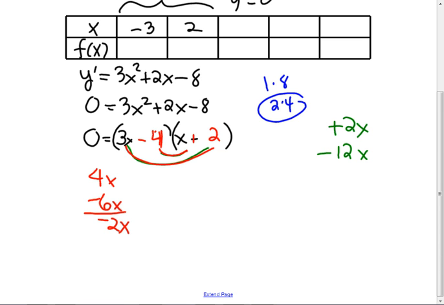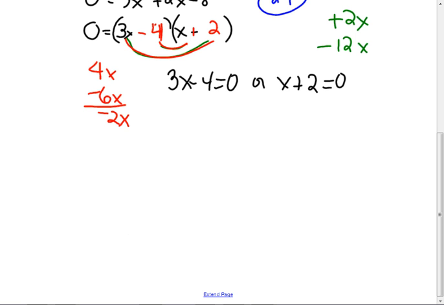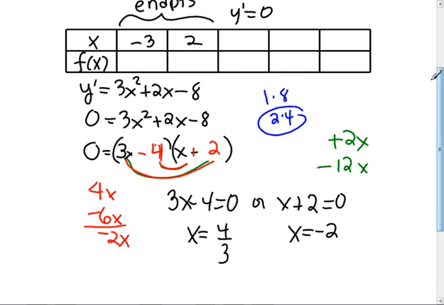Okay, and then we write out 3x minus 4 equals 0, or x plus 2 is equal to 0. Can you tell me what those values are? This is 4/3. Just be careful in the exam. It's so easy to write 3/4. And x equals -2. And it's easy to say positive 2. Always do a quick check. So this is 4/3, and this is -2.